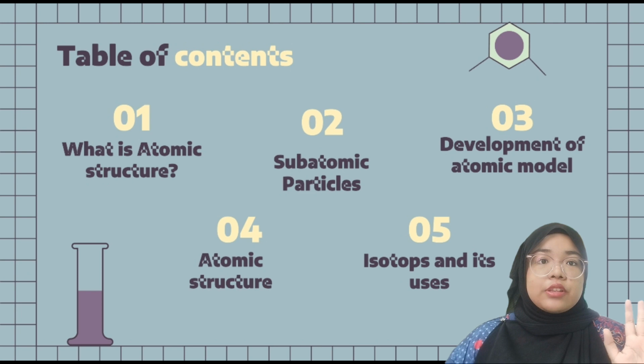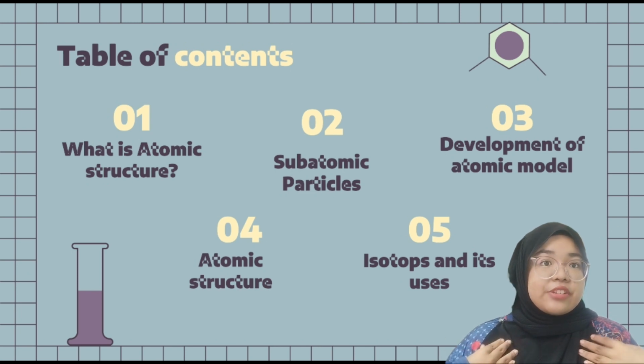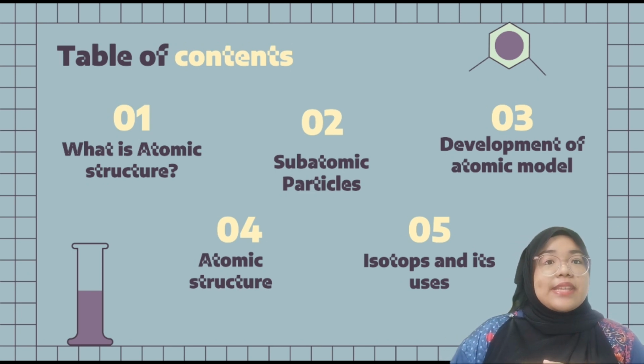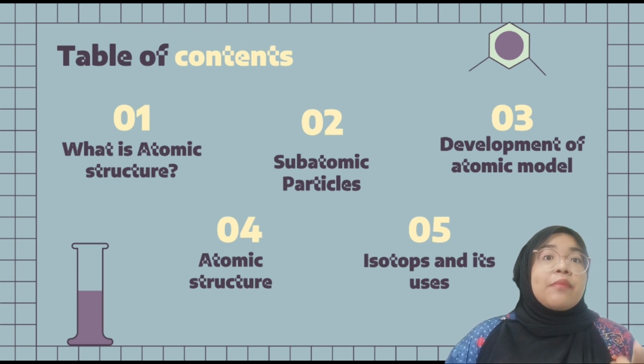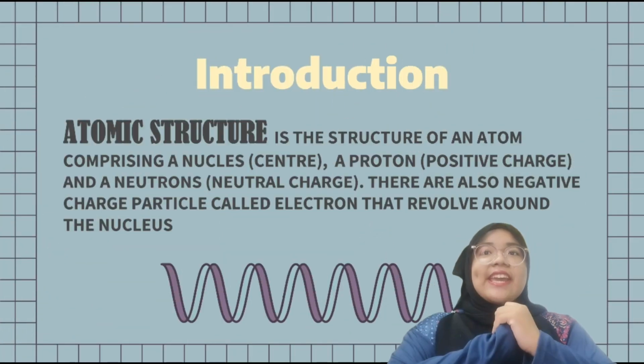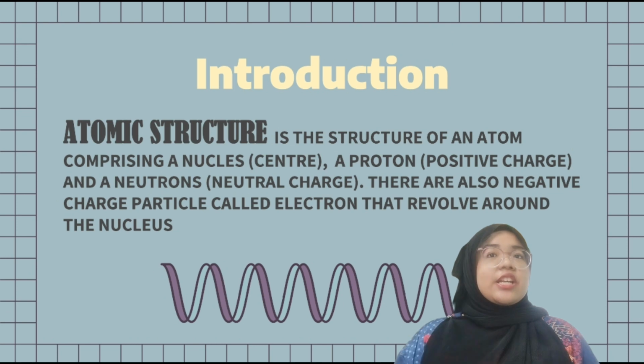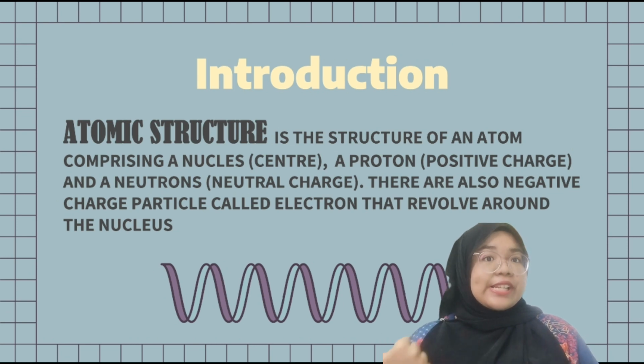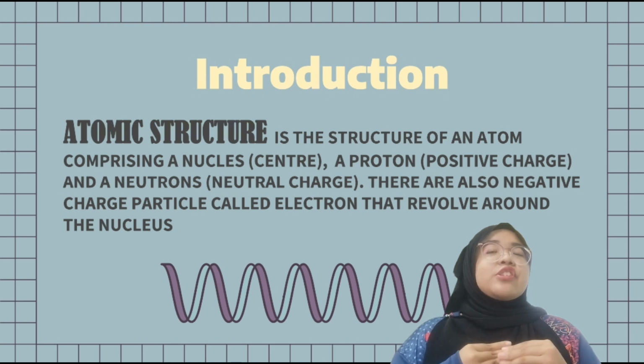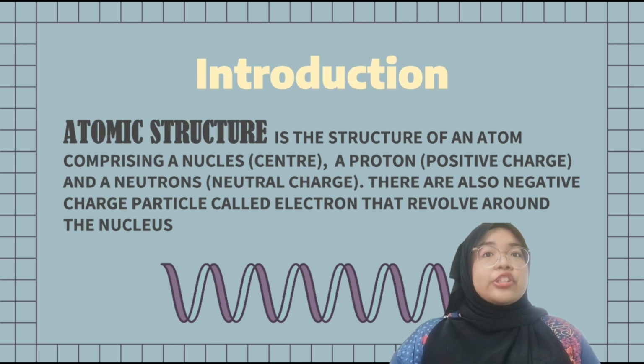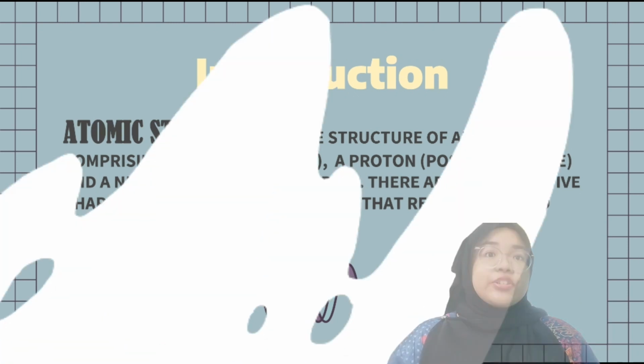So this is my table of contents. There are 5 contents included in my presentation for today. The first one is what is atomic structure, subatomic particles, development of atomic model, atomic structure, and the last one, isotope and its use. Okay, atomic structure is the structure of an atom comprising a nucleus, protons, and neutrons. There are also negatively charged particles called electrons that revolve around the nucleus.